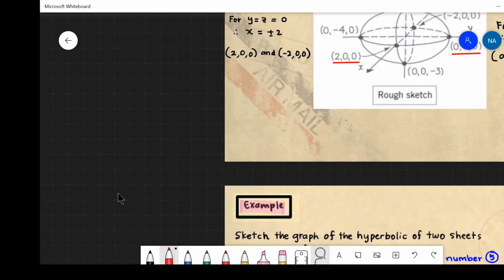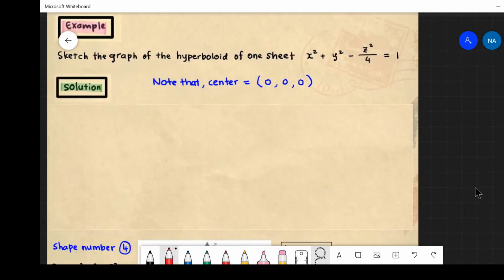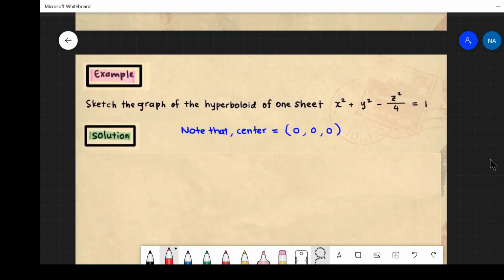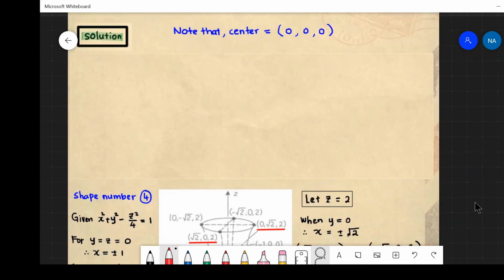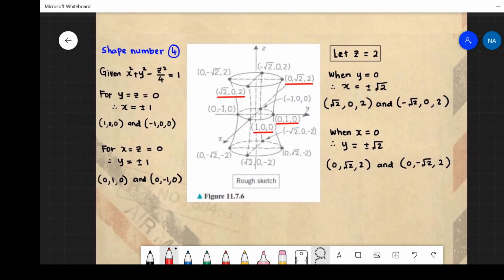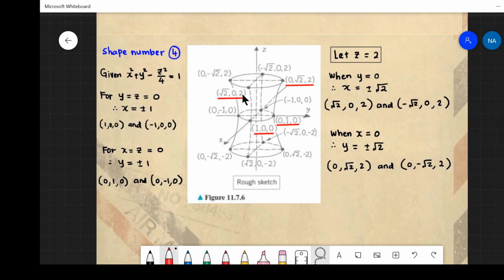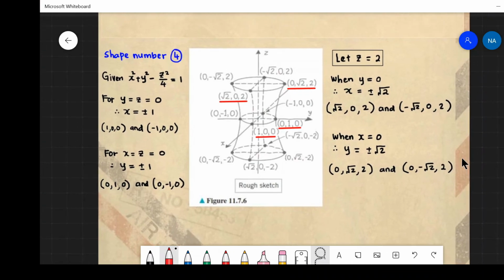All right, we go to another example. The pattern is similar. Now we have another type of surface, which is the hyperboloid of one sheet. First of all, what we must do is sketch the graph. Just sketch the basic graph without the points, and then we must identify the most important points on the sketch. As you can see here, I made it bigger for you.